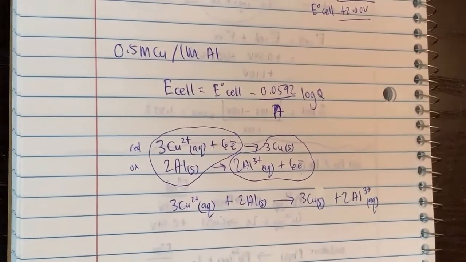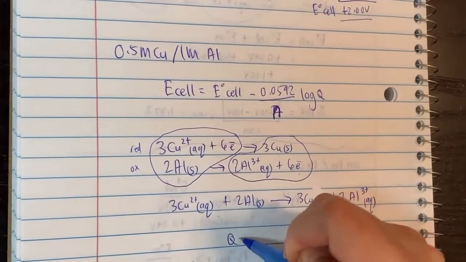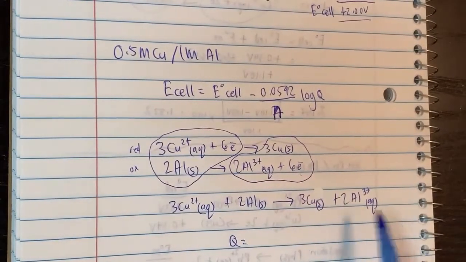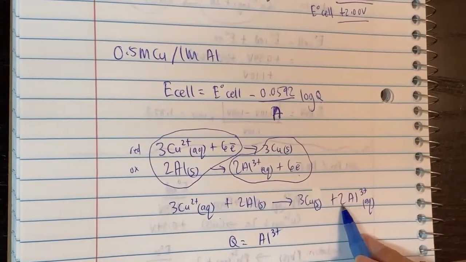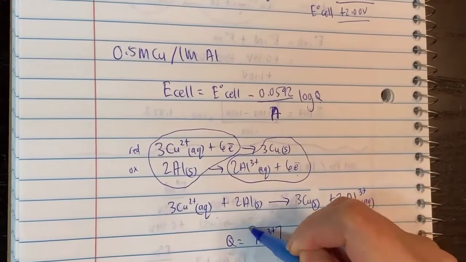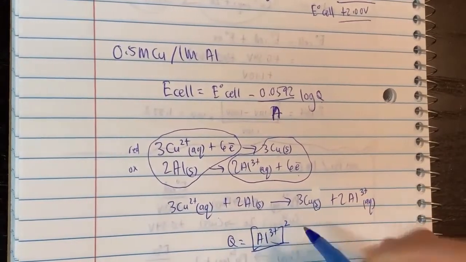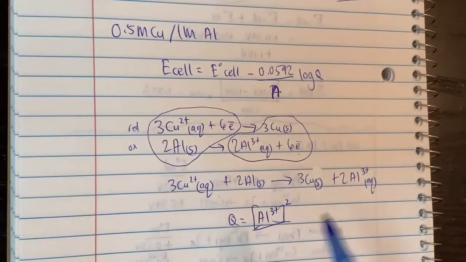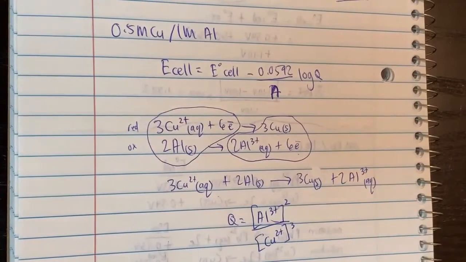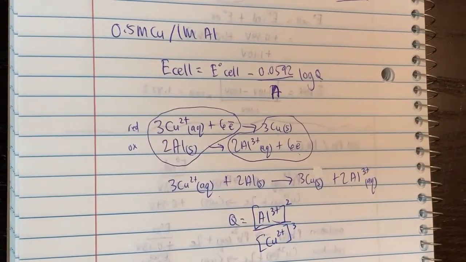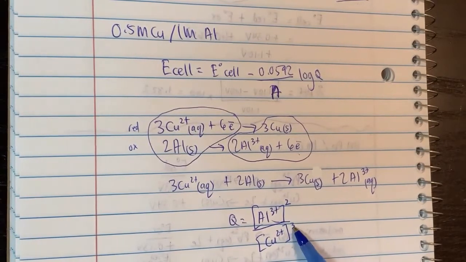So I have that, and now I can write the Q. Q for this is going to be the aluminum 3+ concentration, right? But there's a 2 coefficient here, so that's to the power of 2. And then on the bottom is the concentration of Cu2+ to the power of 3. So that's the difference there. Earlier, we didn't have to multiply the coefficients, so everything was 1 to 1. You didn't have any power. But if you didn't do this here, you'd be in trouble because your Q is very, very different.